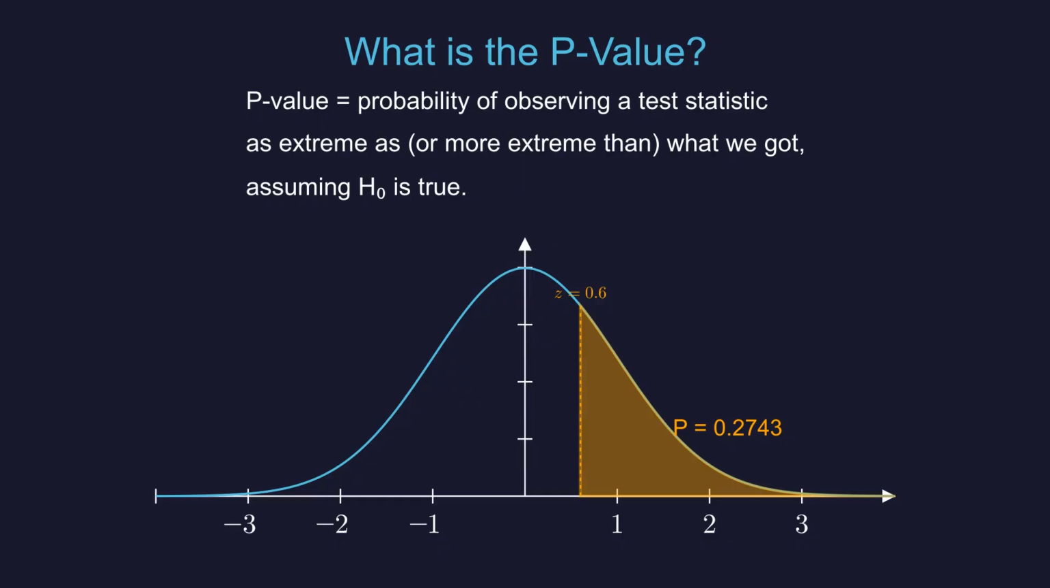That's not very unusual. Now compare that with z equals 3. The shaded tail area is tiny. P equals 0.0013. Only about 1 in 800 samples would produce a result this extreme by chance alone. That's very strong evidence against H naught.